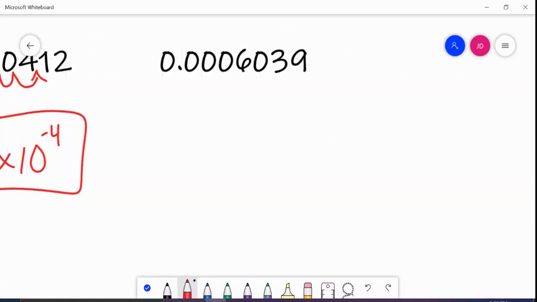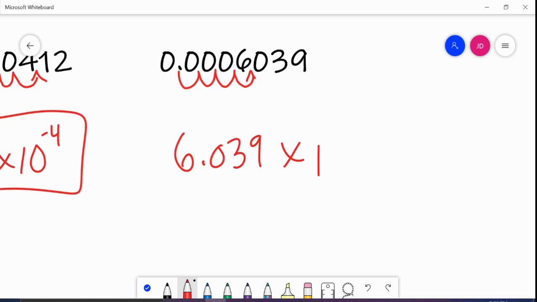Again, I already know where my decimal is right here. First non-zero digit, you read from left to right. You keep going, keep going, keep going. 6, that's my first non-zero digit. Put my little arrowhead afterwards. I go 1, 2, 3, 4 spots. So it's 6.039 times 10 to the negative fourth again. Didn't mean to do one with the same exact exponent as the last one.